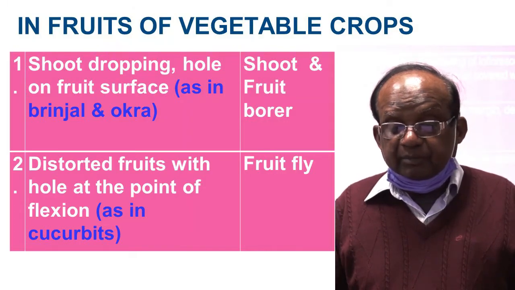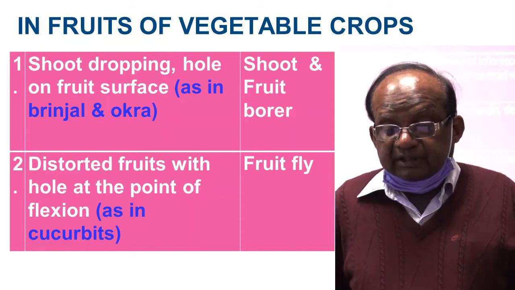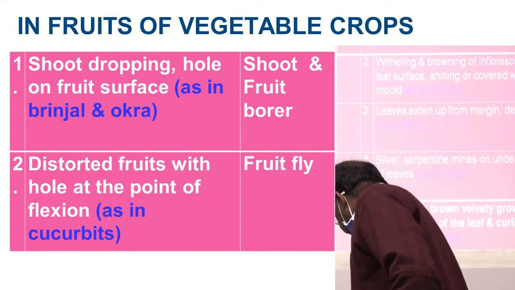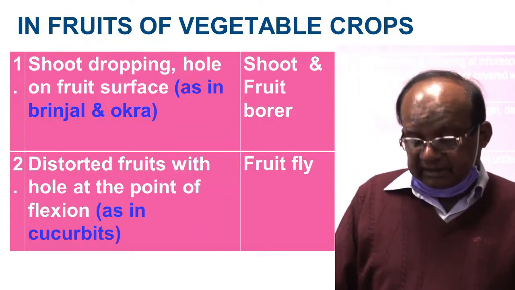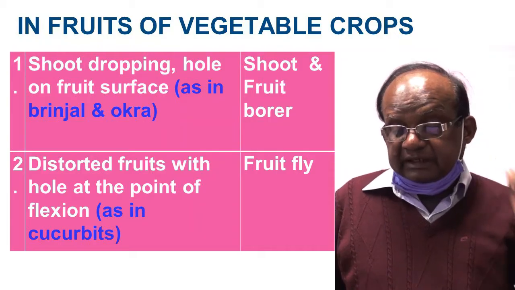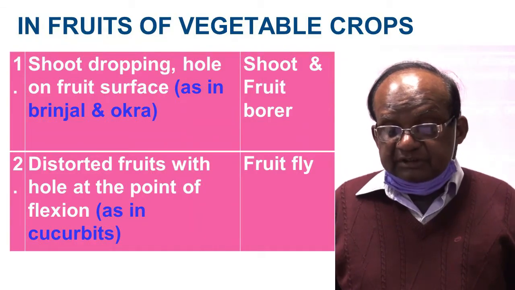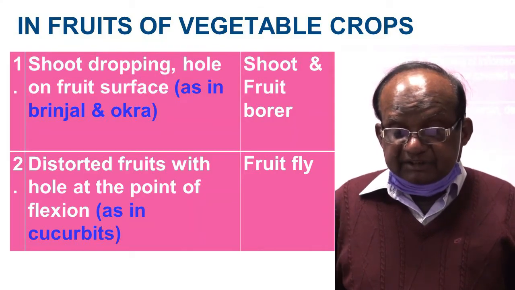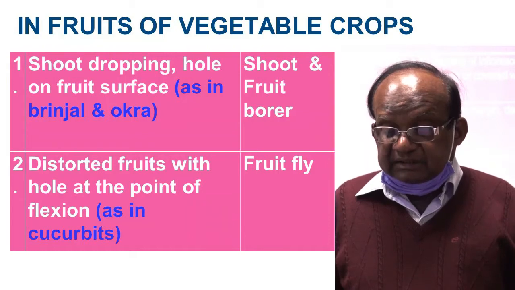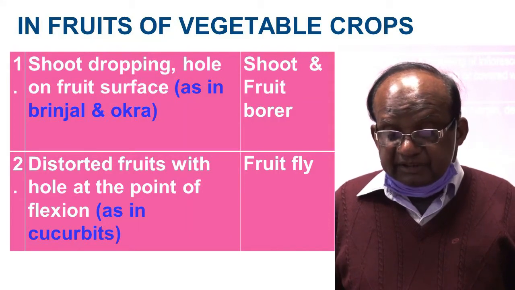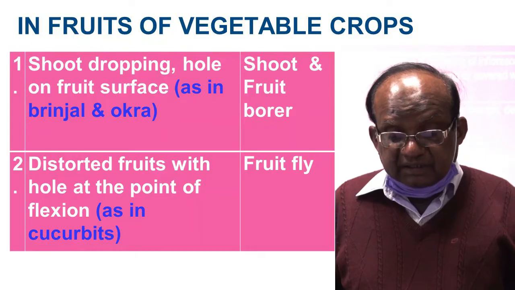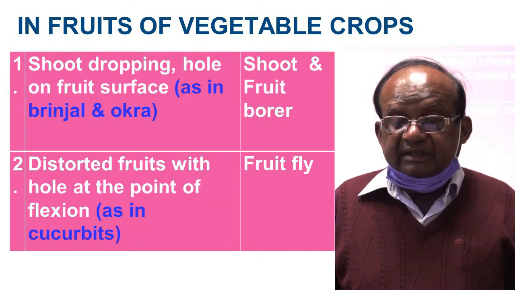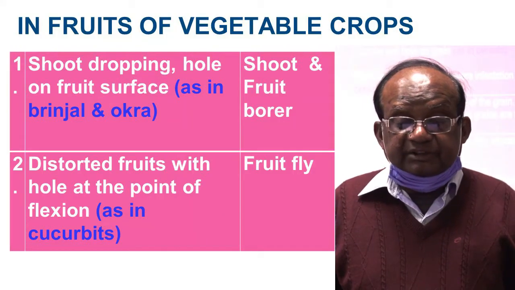Then leaves eaten up from the margin, particularly in case of citrus, shows the presence of lemon butterfly. Then serpentine leaf mines present are an indication of citrus leaf miner. And chocolate brown velvety growth on the undersurface of the leaf, with curling of leaves, as in case of lychee, shows the attack of lychee mite.